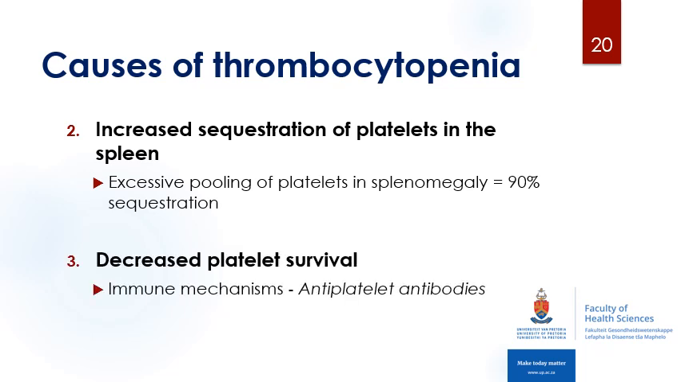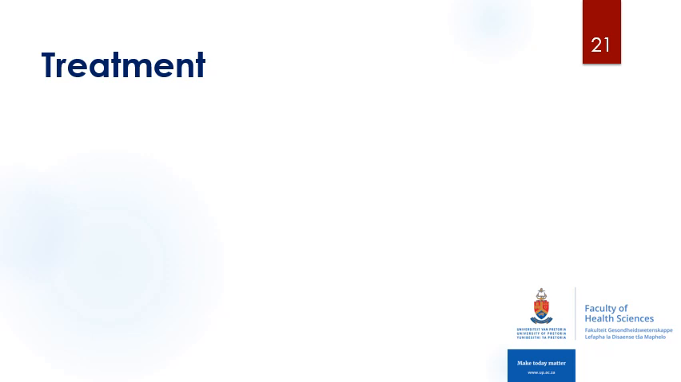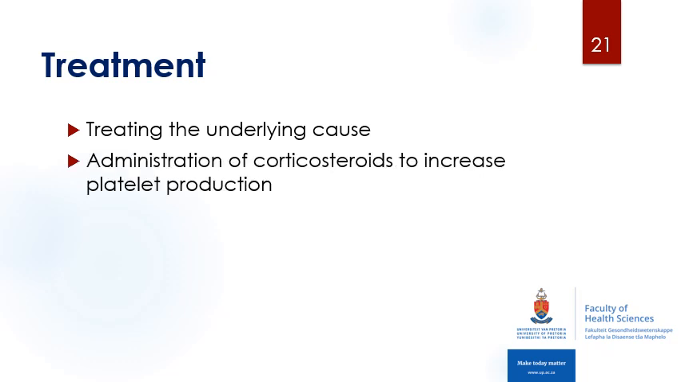And then lastly, a decrease in platelet survival can also lead to thrombocytopenia, and this may be caused by an autoimmune disease that attacks your platelets and decreases your platelet numbers. Treatment for thrombocytopenia usually involves treating the underlying cause of thrombocytopenia. So for example, a bone marrow transplant may be necessary in some cases.